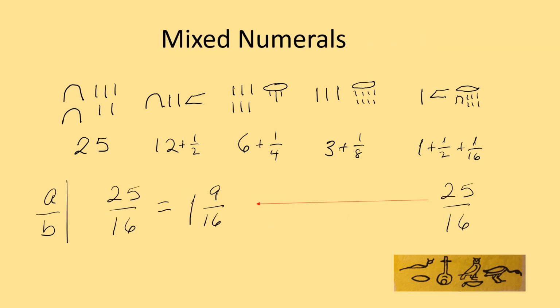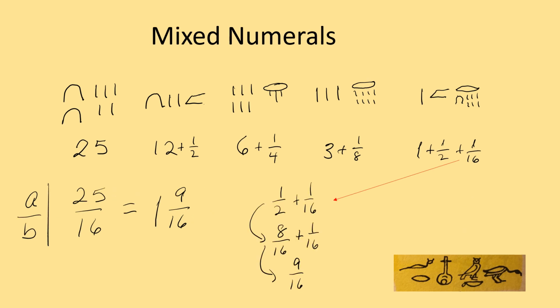So one strategy that we learned in school at some point is, if I have a fraction where the numerator, the a value, is larger than the denominator, the b value, we say that that is an improper fraction, and we are taught to rewrite that as a mixed numeral, where we would get a whole number and a fraction, a proper fraction. So I want to show that 25/16, which I rewrite as 1 plus 1/2 plus 1/16, is the same as 1 and 9/16.